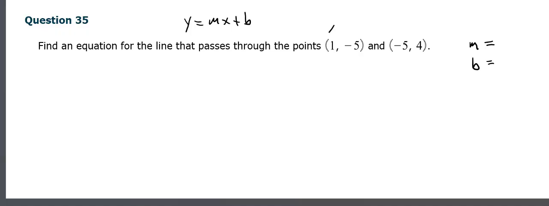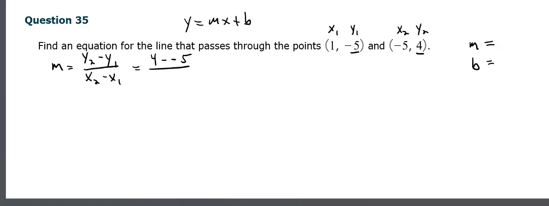Well, this is where we're going to go ahead and label our first point x sub 1, y sub 1, and our second point x sub 2, y sub 2, and plug it into our slope formula, which is m equals y sub 2 minus y sub 1 over x sub 2 minus x sub 1. So our y sub 2 is 4. Our y sub 1 is -5. Our x sub 2 is -5 minus our x sub 1, which is 1.